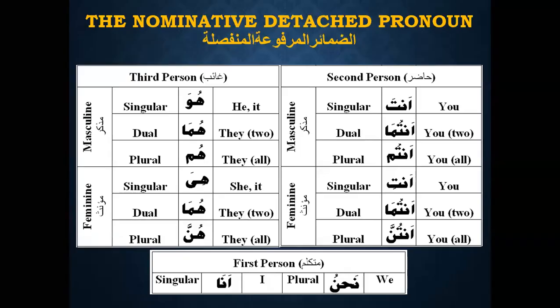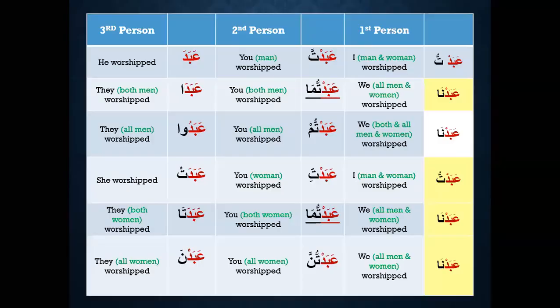Let's go on to sarf. You memorize this, I hope: huwa, huma, hum, hiya, huma, hunna, anta, antuma, antum, anti, antuma, antunna, ana, nahnu. These pronouns, damair, we need to memorize. Madi we have covered already. So you did abada, abadu, abadat, abadata, abadna. Abatta, abattuma, abattum, second person. Abatti, abattuma, abattunna for females. Abattu, abadna.